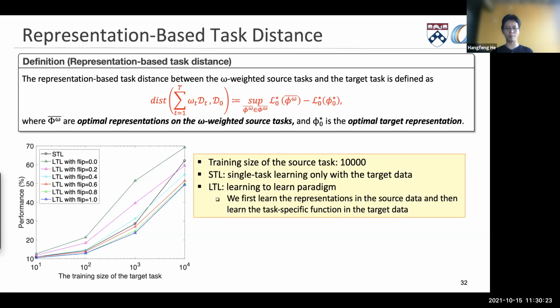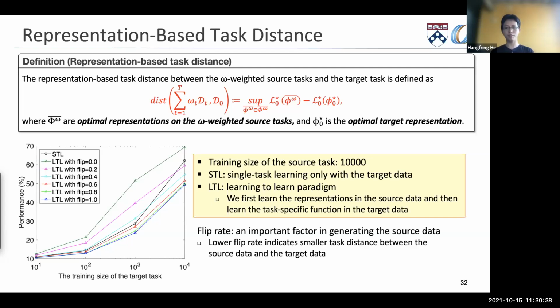The x-axis will be the size of the target task. So we can first look at the single task learning, the black line, as a baseline. For now, we can take a look at the learning to learn with free period 0.0. Here, free period is an important factor in generating the source data. And the lower free period indicates smaller task distance between the source and target data. So if we consider learning to learn with free period 0.0, it means that the source data is quite similar to the target data. In this way, learning to learn is always better than single task learning.